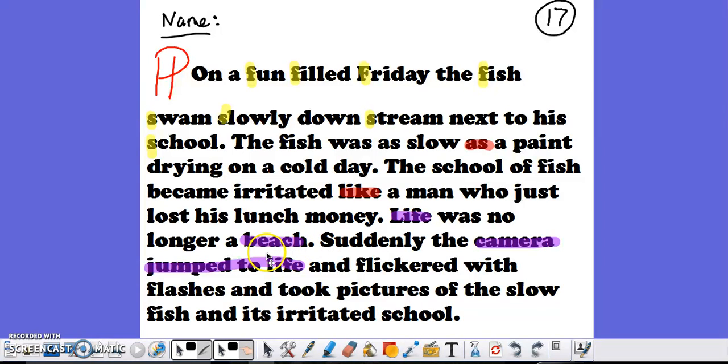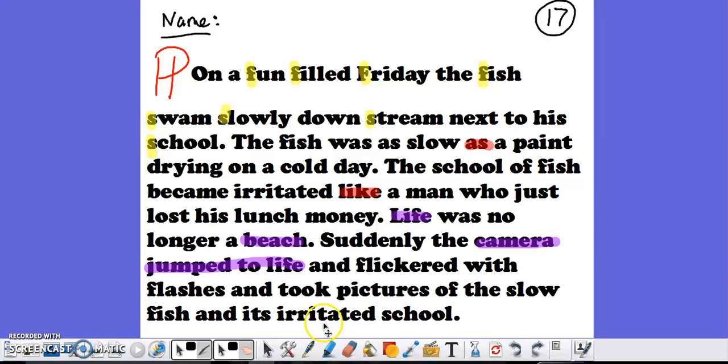You can see this is my metaphor because I do not use the words like or as, but I'm comparing life to a day on the beach, and that it's no longer a day on the beach. Suddenly the camera jumped to life is personification, because cameras cannot jump, they don't have legs. I'm giving a human quality to the camera, and it flickered with flashes and took pictures of the slow fish and its irritated school.